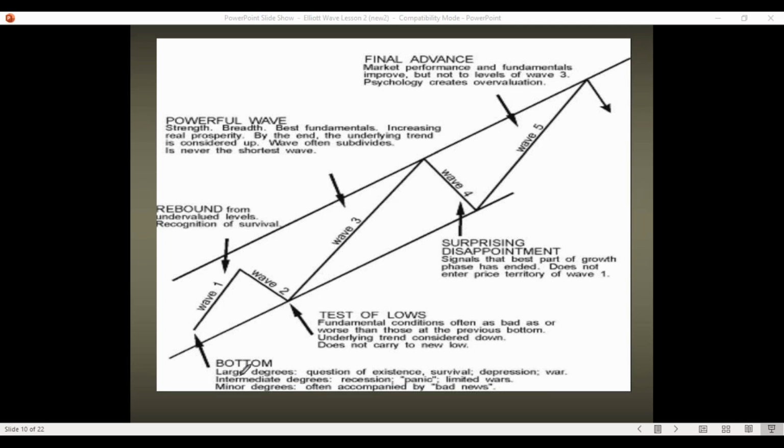Well, on a large degree, there's a question of existence, survival, depression, war. There's a feeling of, is this ever going to end? There's a feeling of hopelessness. Now, you don't get from exuberance to hopelessness overnight, right?